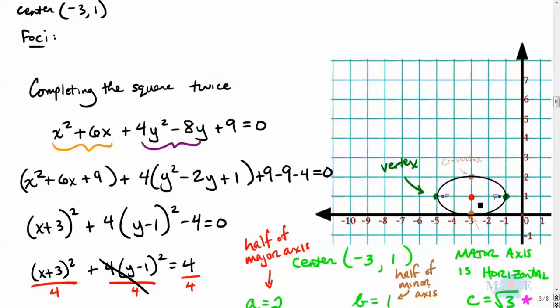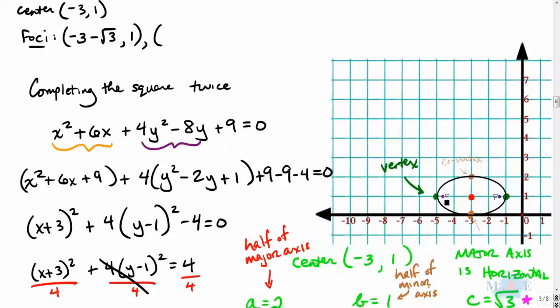Our foci are at, all right, so this is kind of cool. They're definitely up 1. The foci are, remember, in purple. They're up 1, but if you remember, it's the C value away from our center. So we're in the x direction now. So the center is at -3, and we're going to go an additional C value to the left. The C value was radical 3, so it's -3 minus radical 3, and then up 1.